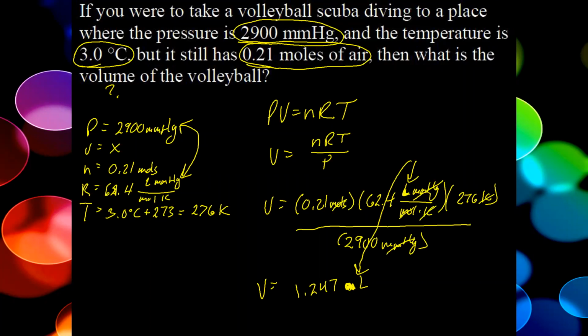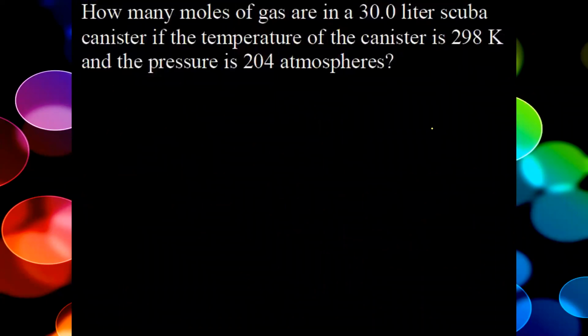Any questions about this example? Okay, two more and then we can get to practice. So let's go to the lower left corner. How many moles of gas are in a 30-liter scuba canister if the temperature of the canister is 298 Kelvin and the pressure is 204 atmospheres? And that's a pretty normal pressure for a scuba tank. And this is a pretty normal size for a scuba tank.